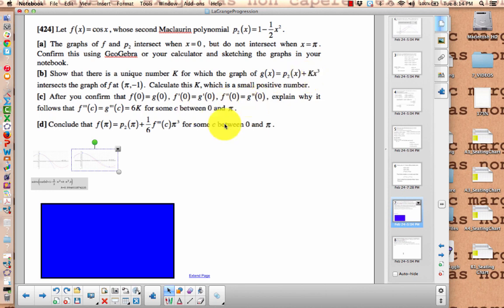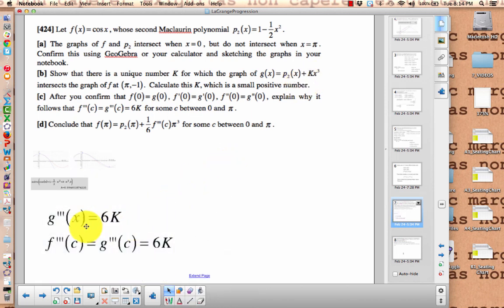And the third derivative of g, if you do it 3 times, the polynomial part will wipe out. The 3 comes down, the 2 comes down, the 1 comes down, then the x disappears, and all that's left is 6k. So we have the third derivative of g is 6k. The third derivative of g is going to be equal to the third derivative of f at some place c between a and b. That's based on the previous screens that we've seen here.